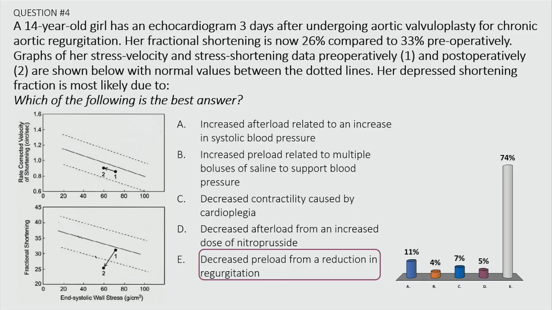Decreased contractility, a decrease in contractility would explain a decrease in shortening fraction, but this graph up here, the top one, the stress-velocity relationship, shows that contractility is staying the same here. Again, relative to this bar here, you're staying at the same point. So contractility hasn't changed. Decreased afterload from an increased dose of nitroprusside, decreased afterload would be expected to increase the shortening fraction, so that's going in the wrong direction compared to what in fact we saw, which was a decrease in shortening fraction.